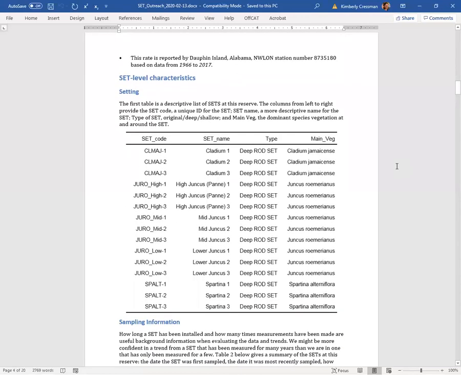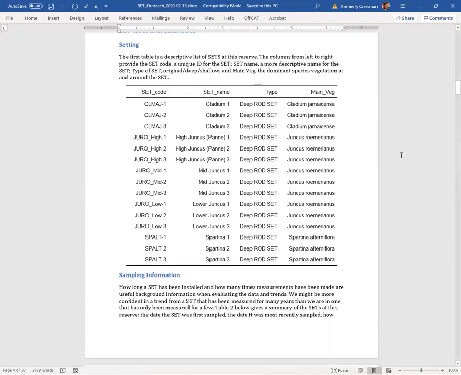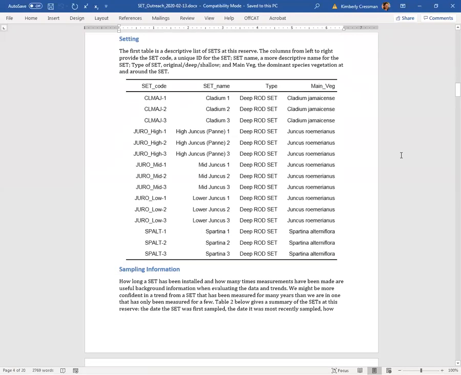Then we have some metadata tables just to tell a little bit about the setting. What type of surface elevation table is it? What's the dominant vegetation? So this is all automatically generated based on information that was provided and how we built upon that throughout the project.